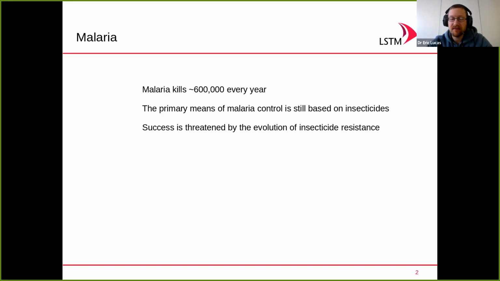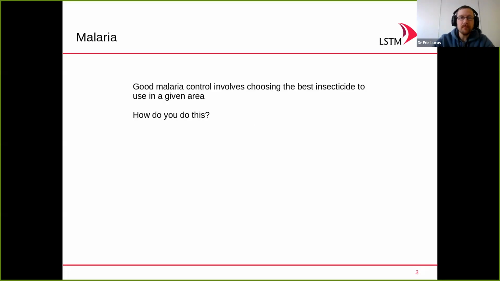In the same way as we're seeing evolution of resistance to anti-malarial drugs in the parasites, we're also seeing evolution of resistance to insecticides in the mosquitoes that carry malaria. A good malaria control program would involve choosing the best insecticide to use in a given area, given the compounds that the local mosquitoes are resistant to. But how do you determine what the local mosquitoes are likely to be susceptible or resistant to?